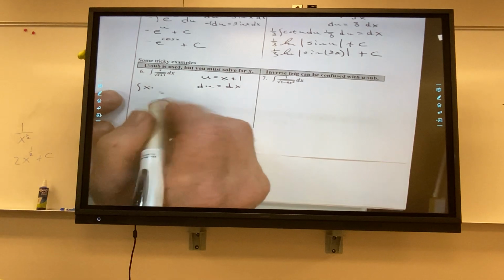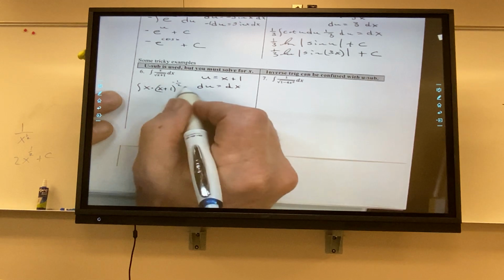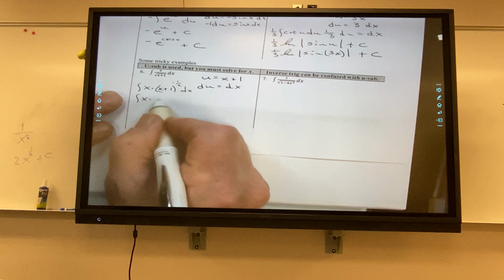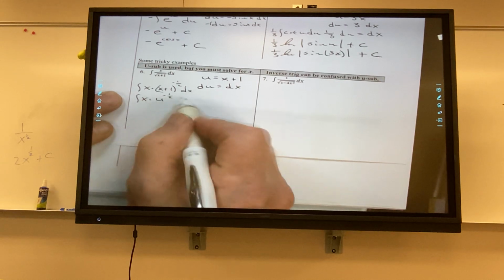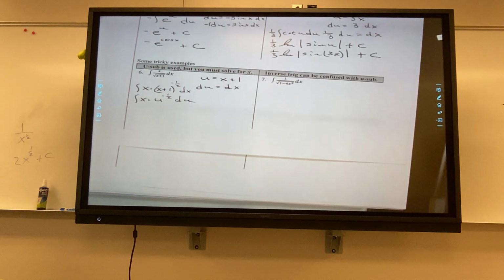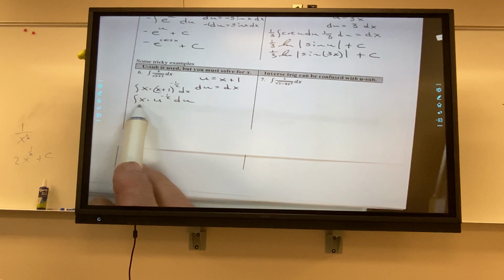Okay? So this is x plus 1 to the negative 1/2 power dx. And now we have this for you: x times u to the negative 1/2 du. Correct? And I said, and it's true, everything has to be in terms of u. And I still have this x here, don't I? Is there a way for me to get x in terms of u?